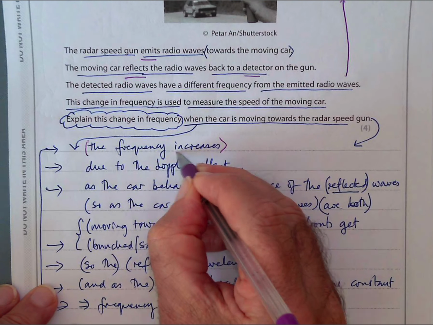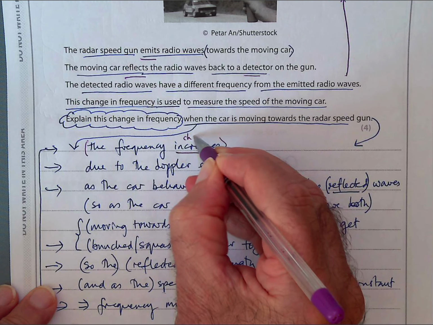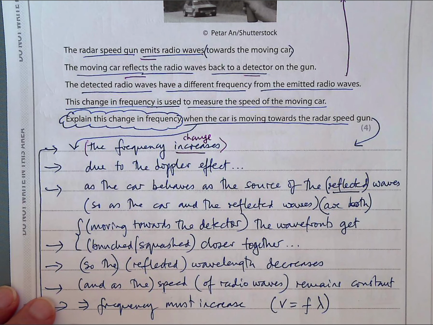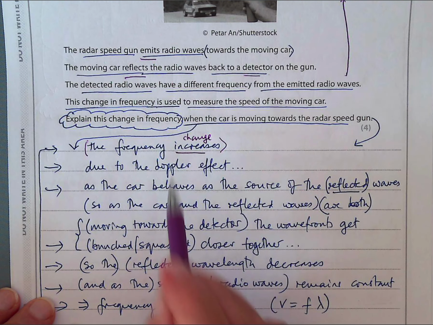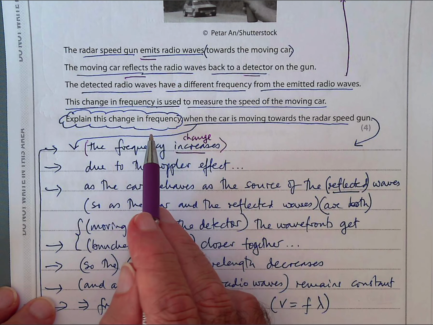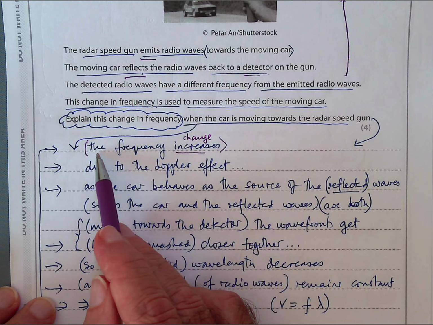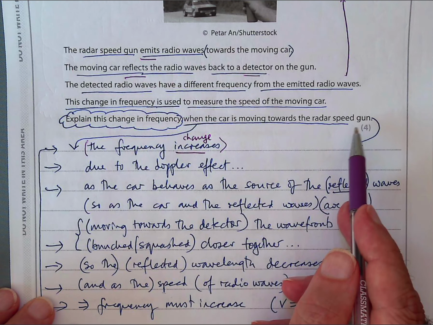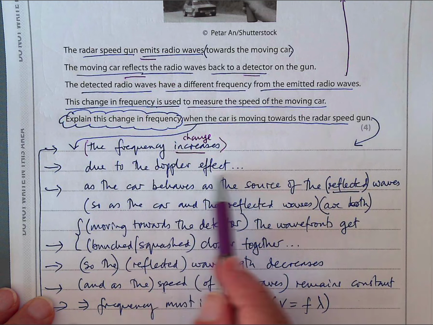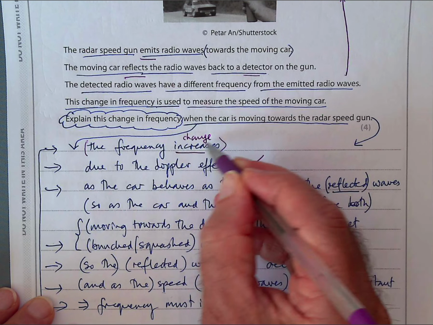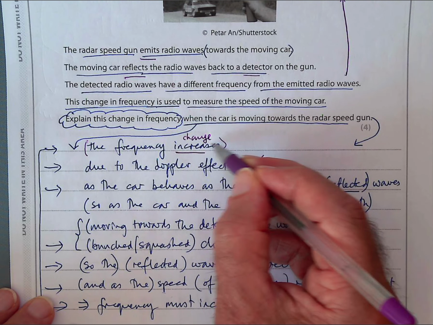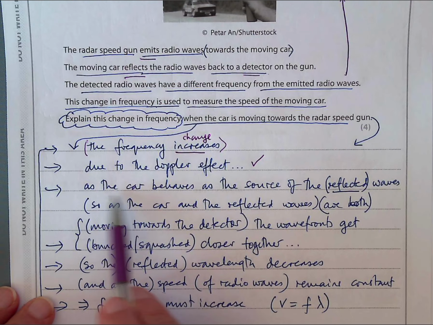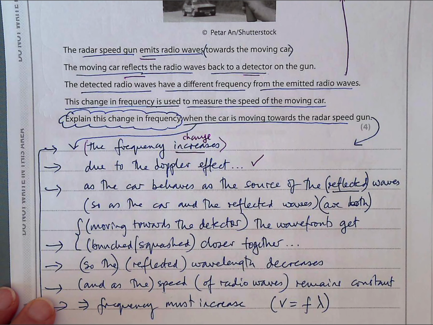If you're not sure which way it changes, you can just put that the frequency changes when the car is moving towards the speed gun, because frequency is not as easy to understand as wavelength. So let's say we write here: the frequency changes when this car is moving towards the speed gun. This is due to the Doppler effect. You get 1 mark for this. You won't get the mark for saying change, but you will get it for saying increase. But bear with me, I think it's better to put change here if you're confused.